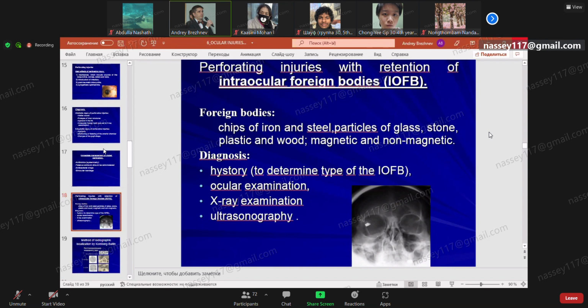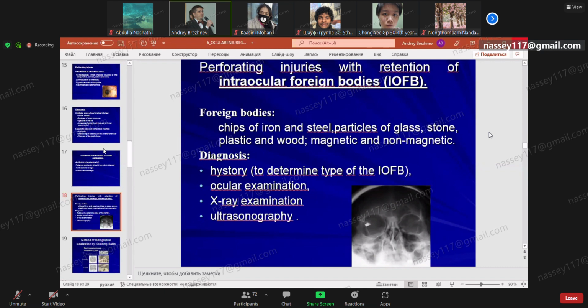Diagnosis includes history, which helps us to determine the type of intraocular foreign body. If we know what happened, we can suggest what type of foreign body, magnetic or non-magnetic, wood or metal, and so on. Ocular examination, where we can find signs of perforative injury, which we discussed in the previous hour, reliable and doubtful signs.